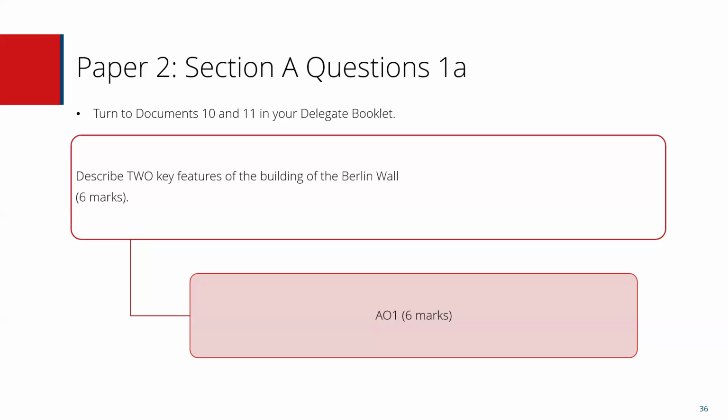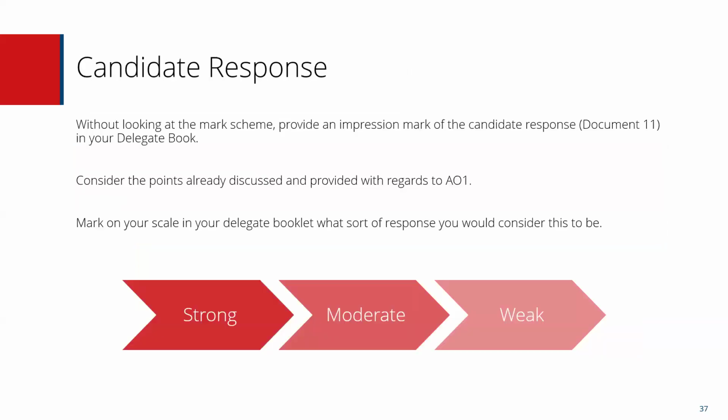Okay, have a look. Now put your mark scheme to one side and just get an impression mark for document 11. This is about key features of the building of the Berlin Wall. Think about what we talked about in regards to AO1, and ask yourself, is this strong, moderate, or weak? Don't forget it is a 6 marker. The knowledge and understanding has to be good. It doesn't need to be loads of it, but it needs to be accurate.